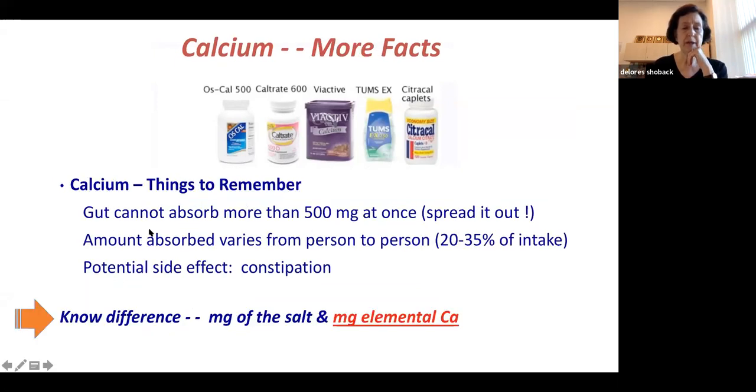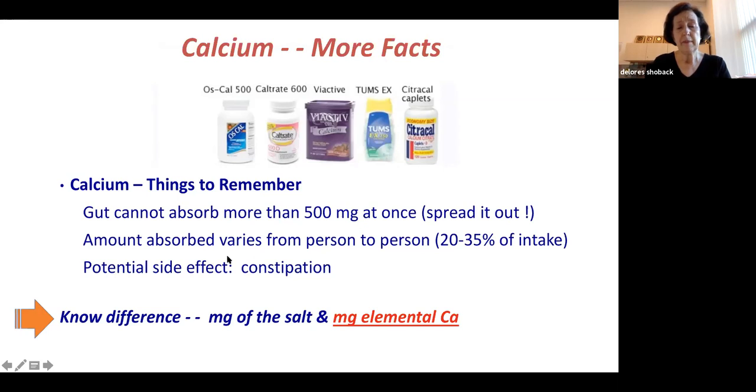So a few more things about calcium. Our gut can't really absorb more than 500 milligrams presented to it at any one moment. So if you say I take my 1200 milligrams right after breakfast, that's not going to work very well because your body can't absorb that much at once. So you want to spread it out.